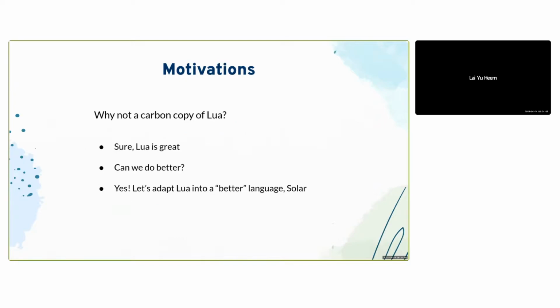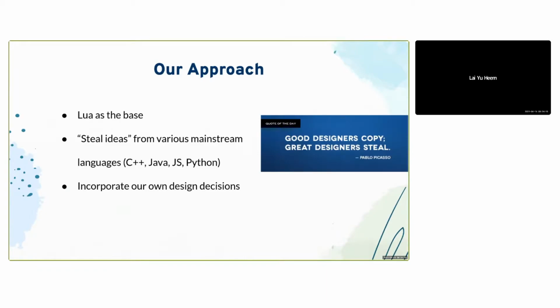So this is why we've decided not to implement a carbon copy of Lua, but rather add some of our own adaptations to the language. So our approach to designing the language Solar was to use Lua's syntax as the base and also adapt ideas from other more mainstream languages, such as Java, JavaScript, and Python. And then we incorporated our own design decisions.